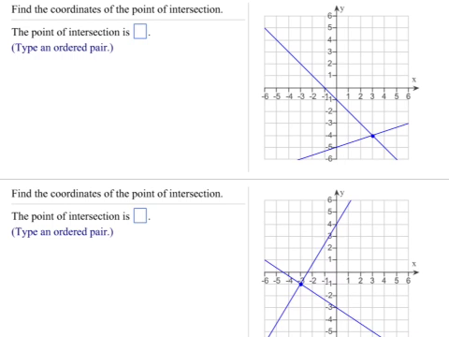Number 17 says, find the coordinates of the point of intersection. The point of intersection is where the two lines cross, or it's the common solution that those two lines have. Well, these two lines have a common solution of (3, -4). If we knew both the equations for these lines, which we don't have to write, they would both have (3, -4) as one of their solutions. So the point of intersection, the common solution that these two lines have, is (3, -4).